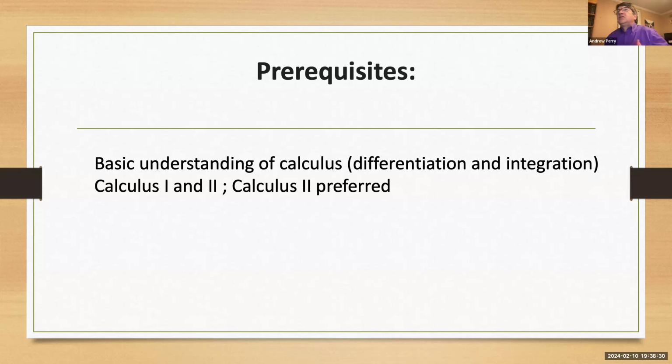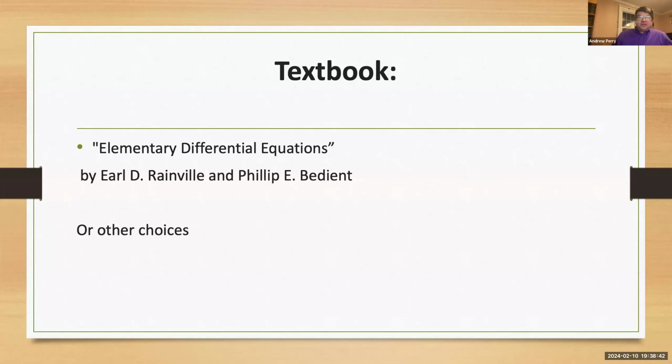And at Springfield College, it so happens that these are only 3-credit classes. So they may come into this class with only 6 credits of calculus, and this class actually, in a sense, is developing their calculus skills. So one textbook that's been used is Elementary Differential Equations by Rainville and Bedient, but other instructors have used different choices as well.